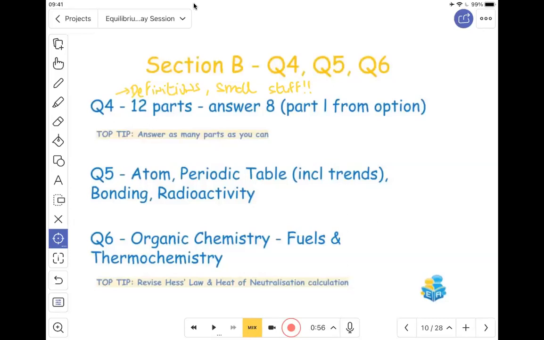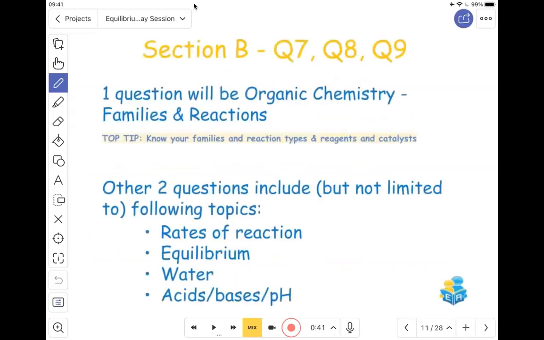Just to be aware in here as well, that in question 6, as part of this thermochemistry part of it, you could be given the heat of reaction experiment. So it's just important that you know that it could appear there as well as appearing earlier on in the paper.